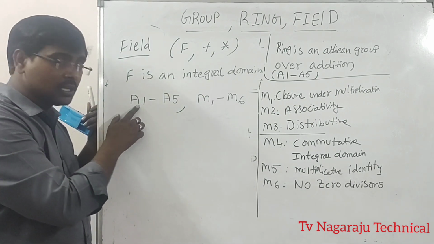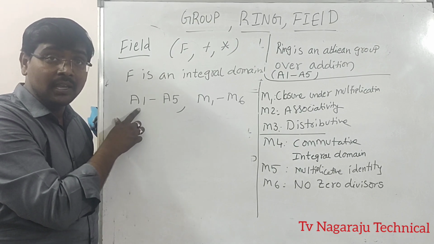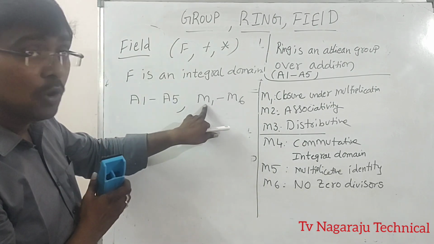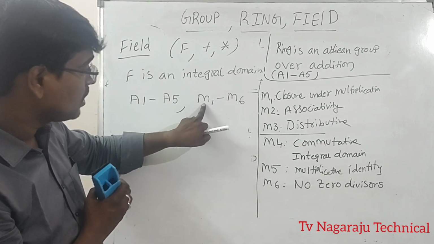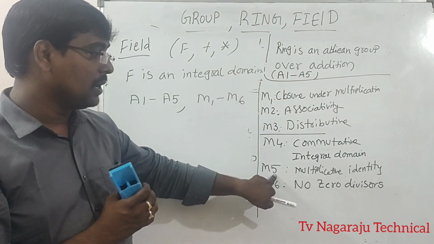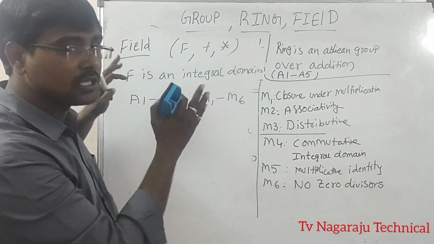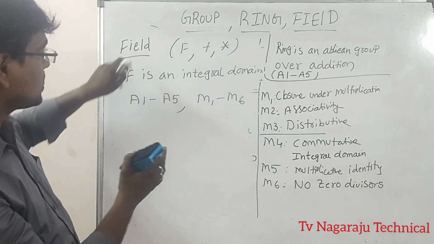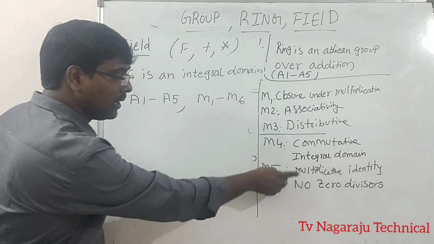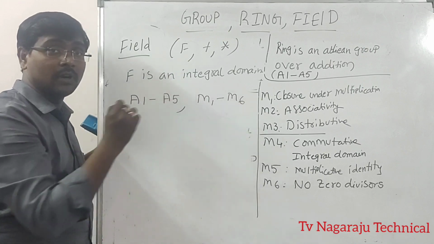Clear the point? A1 to A5 means, over addition, closure, associativity, identity, inverse and commutative. M1 to M6 means, over multiplication, closure, associativity, distributive, commutative, multiplicative identity, no zero divisors. If all the properties are satisfied, that is called a field. So F is simply an integral domain, in the sense it satisfies A1 to A5, M1 to M6.